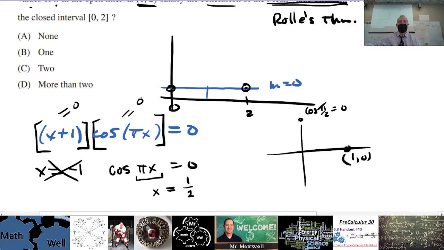Okay? So what x value makes this factor equal 0? Well, x equals 1/2 for sure. Now 1/2 would be about here. Is there another value between 0 and 2, or is this the only one?